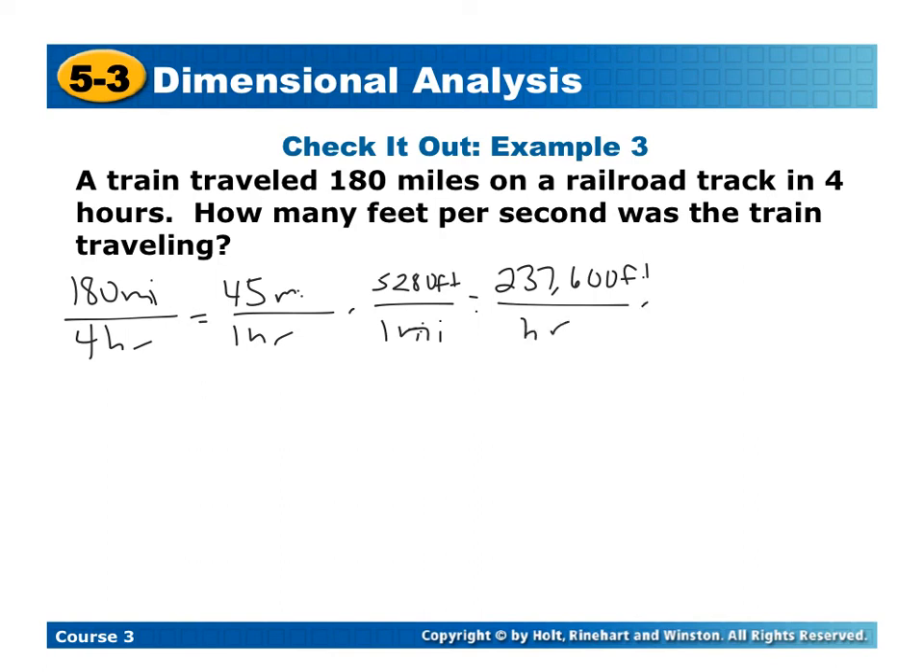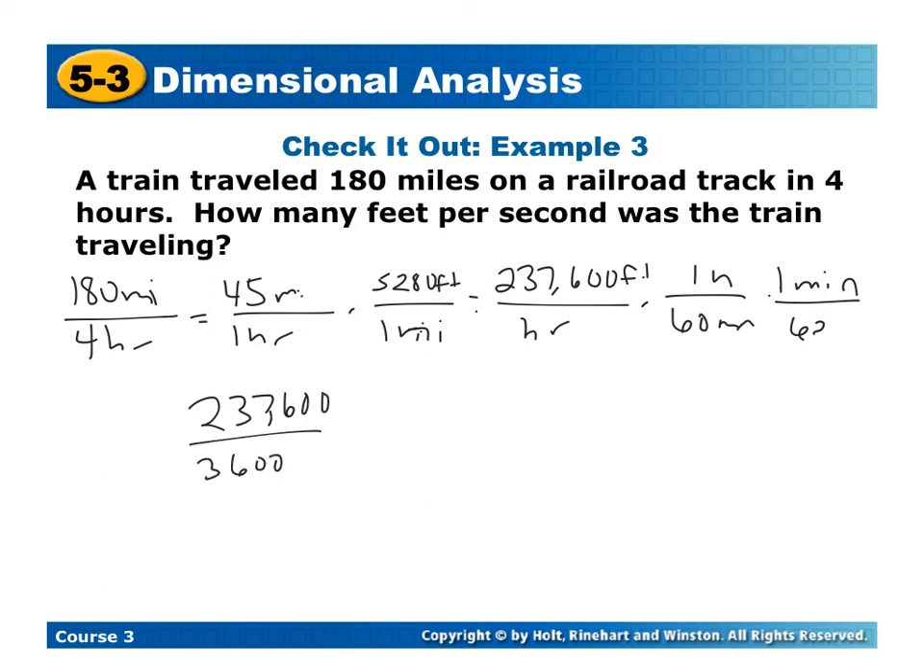And now I'm going to change that, 1 hour over 60 minutes, 1 minute over 60 seconds, and now I'm just going to multiply across, which leaves me with 237,600 over the 3,600 again. So if I take 237,600 and divide it by 3,600, I get 66 feet per second.